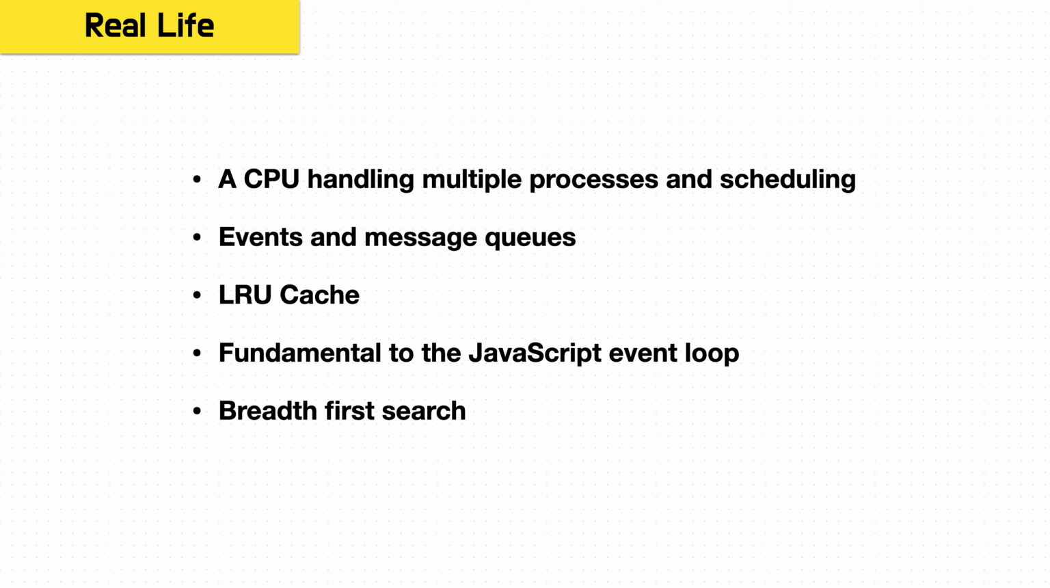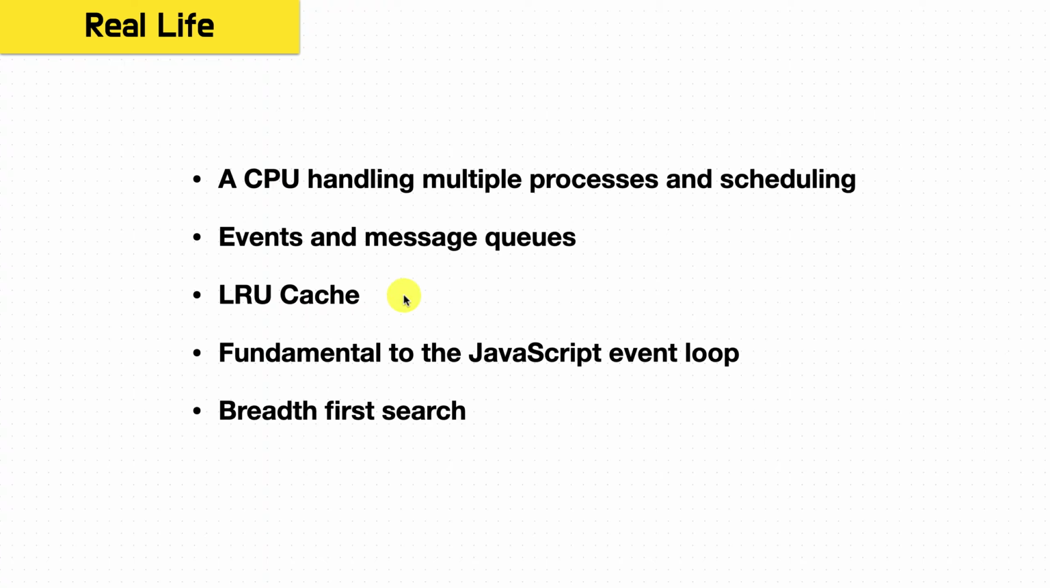So we see queues in software quite a bit. When your CPU is handling processes, it's actually using a queue. So the first process that appears is going to be the first one that your CPU handles. It also happens in events and messaging queues. So you may have heard of things like RabbitMQ, and this is a way to just handle events that come in order, and you process them in the order that you receive them.